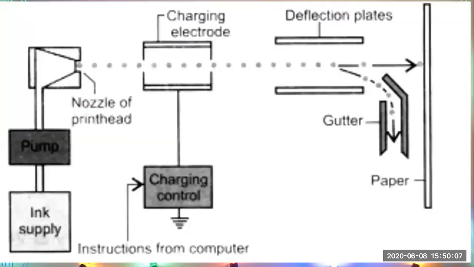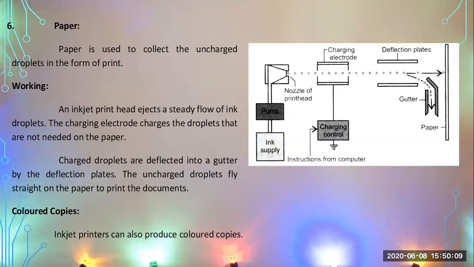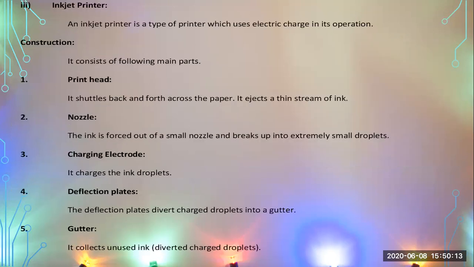So this was the figure, and this is the working. Again, I am explaining once more so that it becomes revised for you people. An inkjet printer is a type of printer which works on the principles of electrostatics.